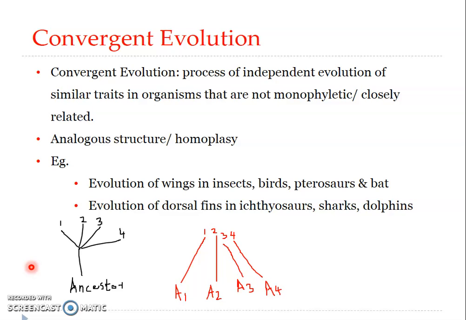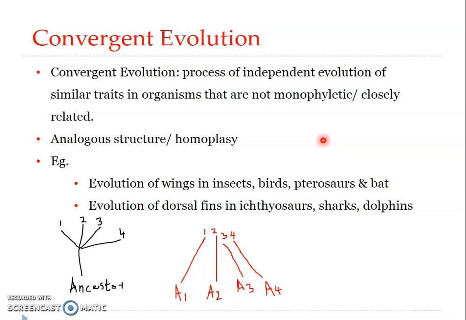Convergent evolution is a process of independent evolution of similar traits in organisms that are not monophyletically or closely related. Okay, so what is a monophyletic group? A monophyletic group is a group of species which have originated from the same ancestor. So the whole thing, the ancestor along with all the descendants, forms a monophyletic group.